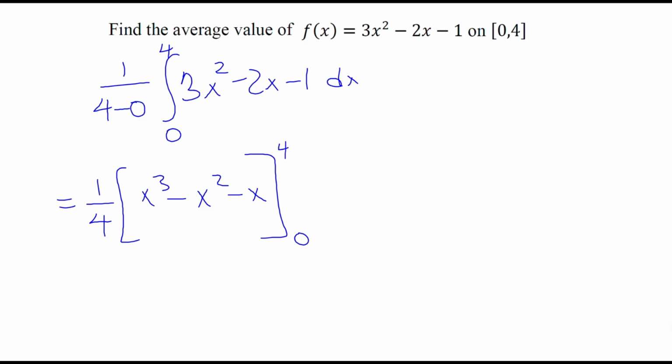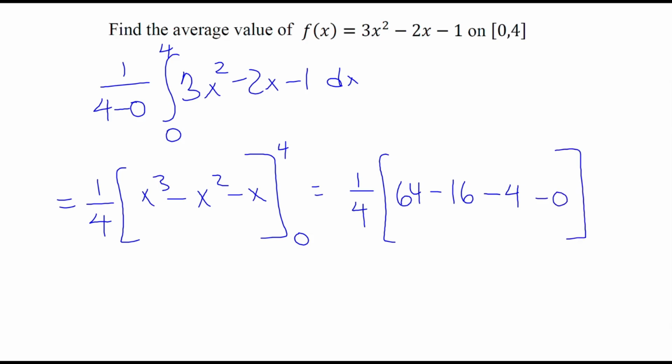to 4. So we end up with 1/4 of 4 cubed, which is 64, minus 4 squared, which is 16, minus 4. And then when I plug in 0 to x cubed, x squared, and x, those are all zeros. So this is just minus 0 at the end. Well, we have 1/4 of, if we do 64 minus 20, that's 44. So 1/4 of 44 is 11.